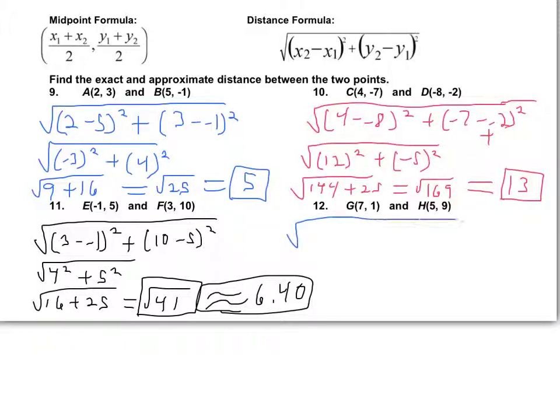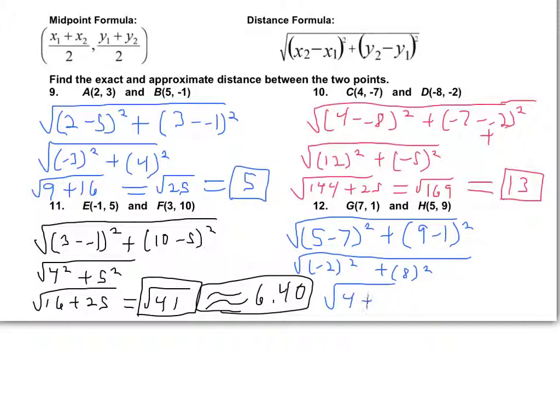And we'll set up number 12 here. Again, I'll do 5 minus 7 for the x's. I'll do 9 minus 1 for the y's. You can go in any order. It really doesn't matter, as long as you do the x minus x and y minus y. So this is going to be negative 2 squared plus 8 squared. So that's going to be 4 plus 64, which is square root of 68.